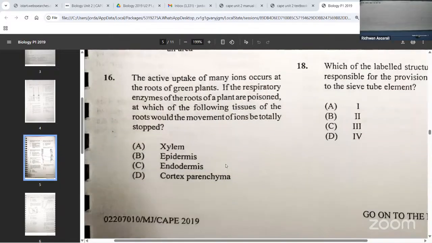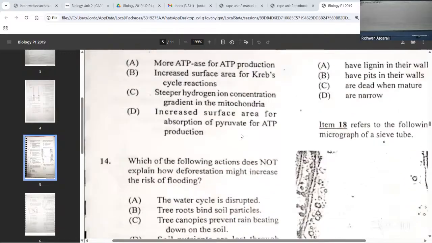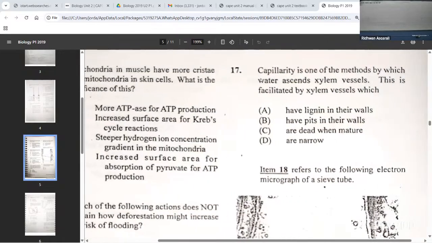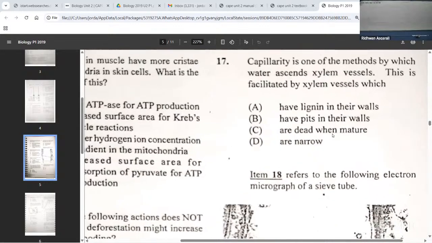Okay, 17. Capillarity is one of the methods by which water ascends xylem vessels. This is facilitated by xylem vessels, which of these features here helps with capillarity in particular? A narrow lumen, yeah. So 17 would be D.